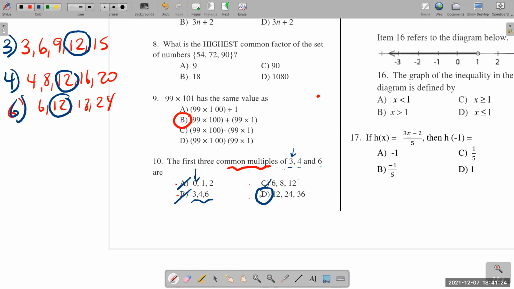Everybody see that? So it's going to be 12, 24, 36. Because the only number that all 3 of them have in common is 12. So that is why the multiples of 12 would be the common multiples of all 3 numbers. All right, all of this is revision.